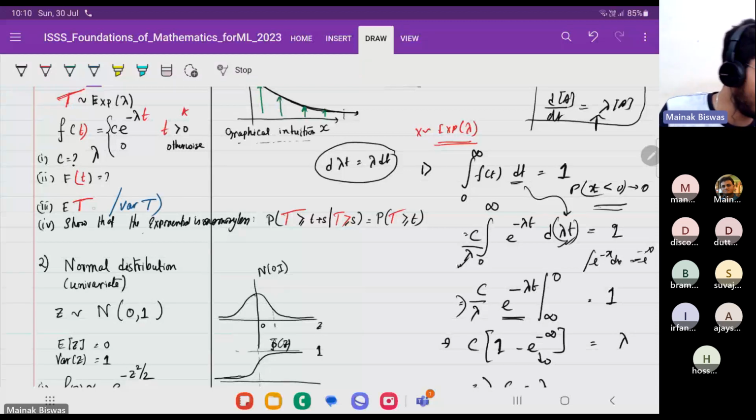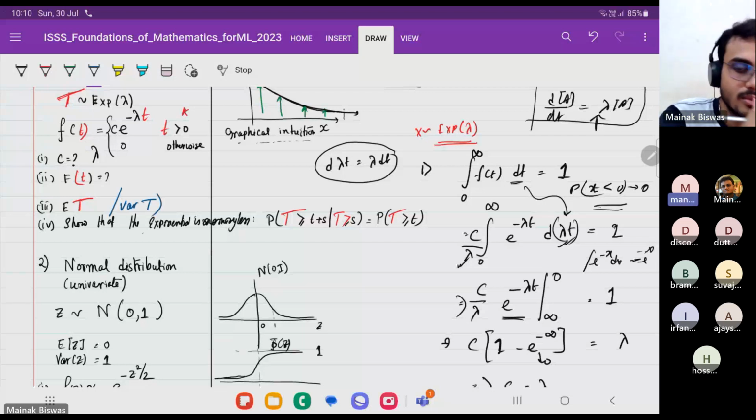I will do this maybe in another way, but let's see, we'll do it. So can you tell me what is f of t? Or this is one. What is the CDF of the random variable?